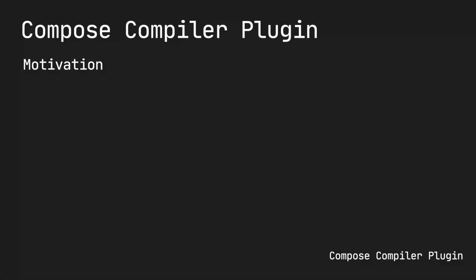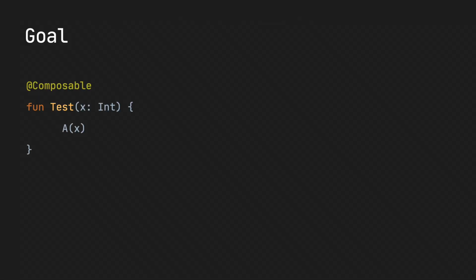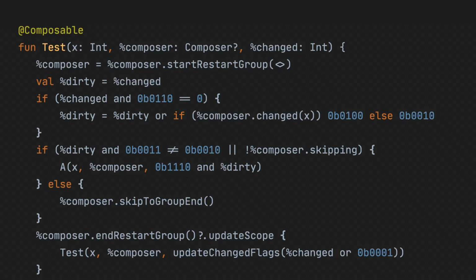In this video series, we're going to look at how the Compose compiler plugin works. Let's start with the motivation. What the plugin does is that it takes a composable function like this. Here's an example of a test composable function that takes in a parameter which is an int value, and it calls another composable function. And what the compiler plugin does is that it auto-generates all of this code.